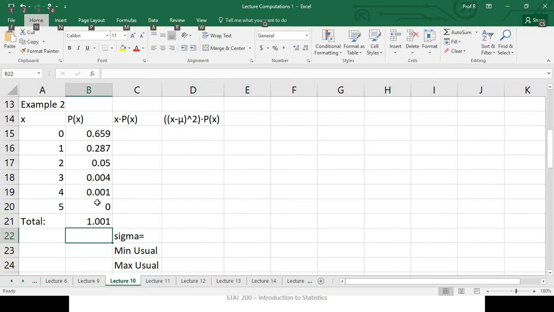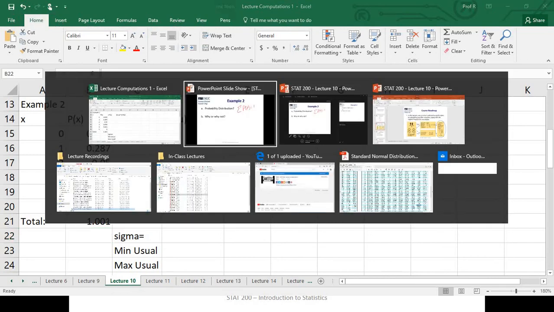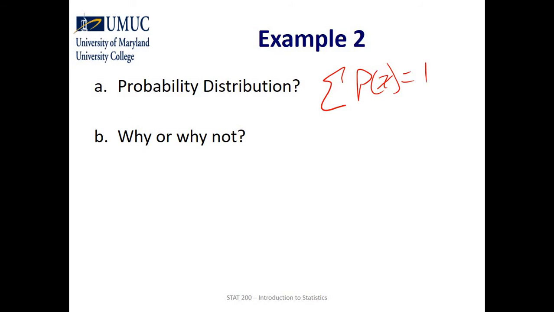This does work. More than likely, what happened is a couple of these rounded up, like this was 0.6585 and this is 0.2865. Rounding them both up gave us this extra 1 on the end. So it's okay to be off a little bit there. A lot is not acceptable. A little bit's okay. So yes, this is a probability distribution.